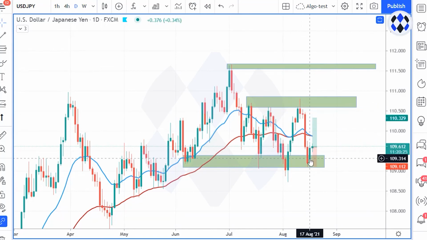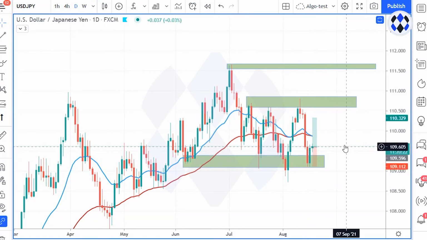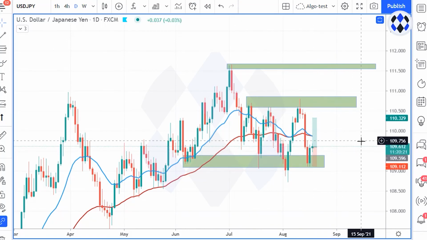I was actually in this one. I took a short in this one, and I don't mind having a long in this one as long as we are in this market.